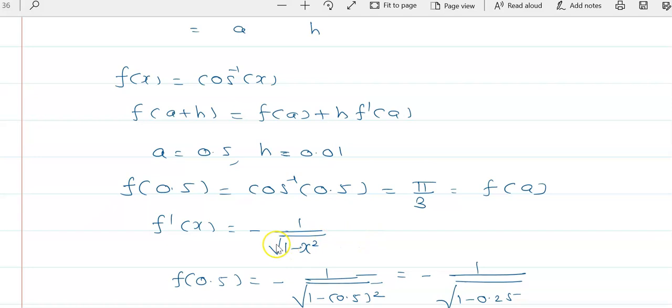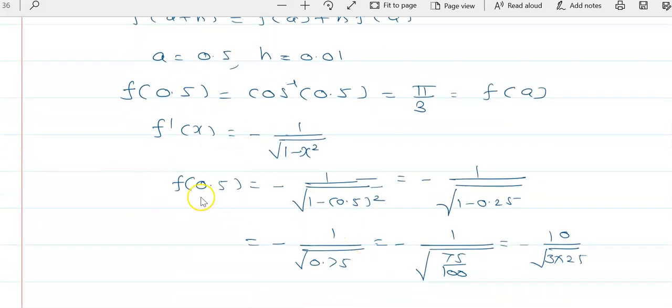Now what about the next? We want to find out the value of f dash of a. But what's our function? Our function is f of x equals cos inverse of x. Therefore, f dash of x, the derivative of cos inverse of x, is minus 1 upon under root of 1 minus x square. And its value at x equal to 0.5, replace x with 0.5.